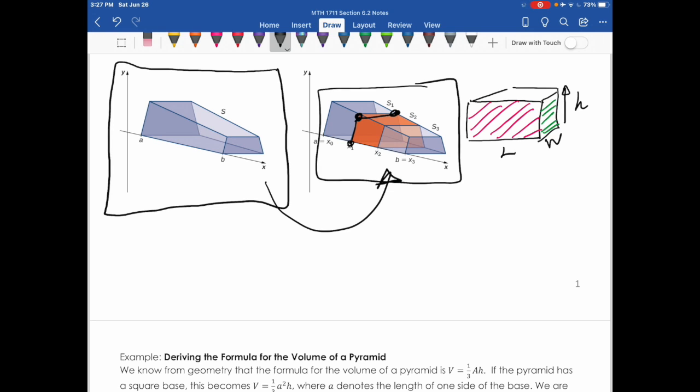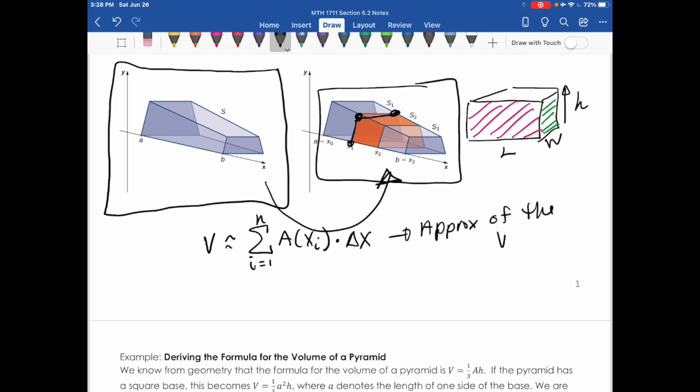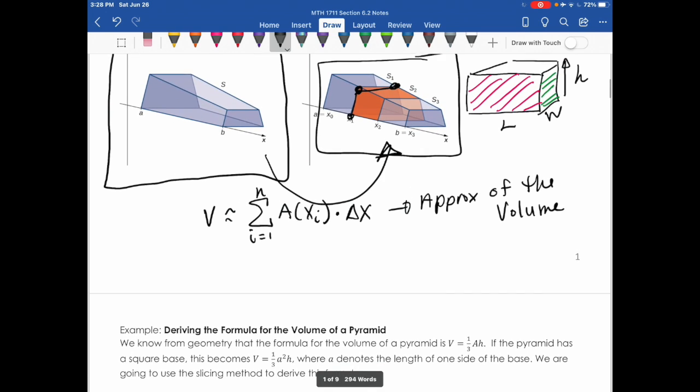So if you see this picture here, our endpoints that we're going to plug in to the area function are going to be x0, x1, x2, etc. And we're going to plug that in to get the height, so I can estimate the volume. I can estimate the volume by figuring out the number of those rectangular prisms we have and creating a sum from 1 to n. If I multiply each of those areas at each of those endpoints by the width, we can get an approximation of that volume.